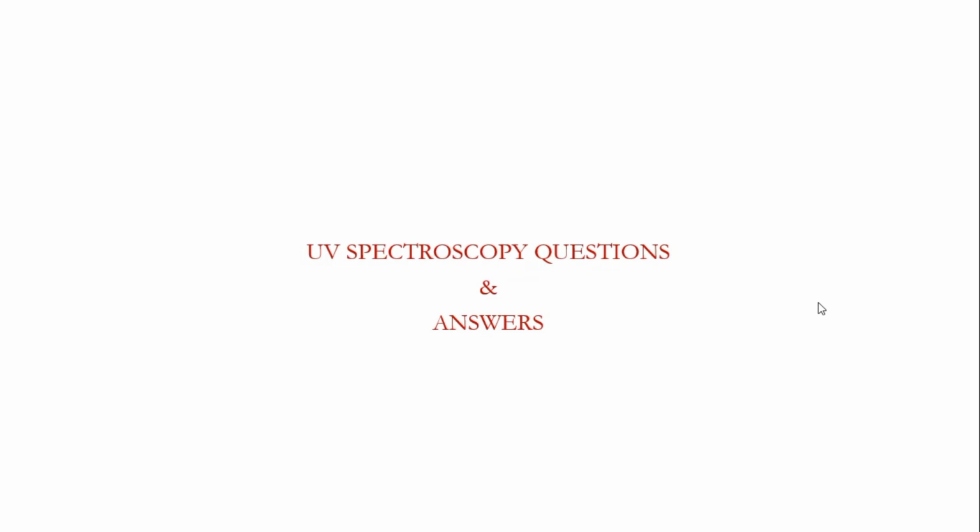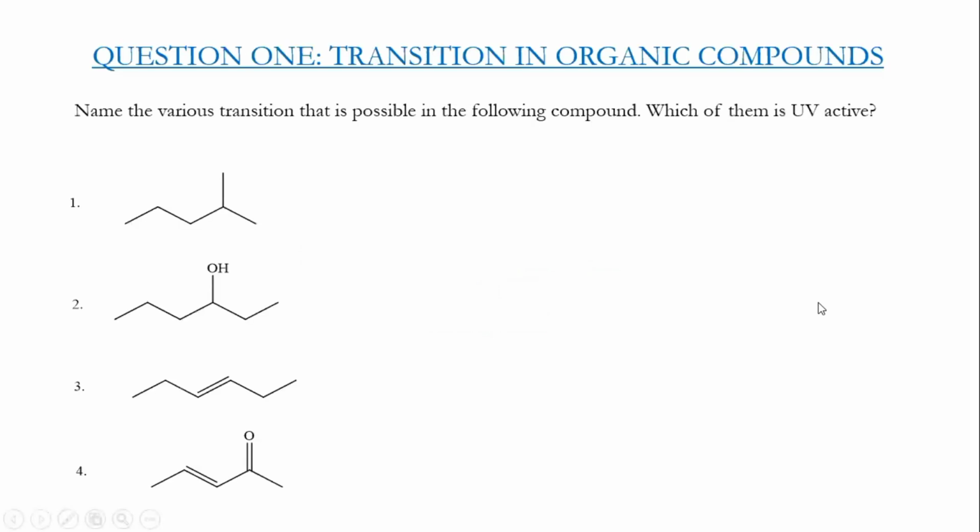All right. So question number 1 says: name the various transitions that are possible in the following compounds, and which of them is UV active. Now, by the way, you need to know that the valence electron may reside in the pi bond or the sigma bond, or may also be in the form of lone pairs of electrons. And of course, some elements normally have lone pairs of electrons in equivalent bond.